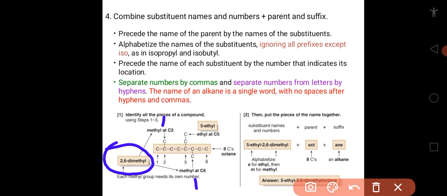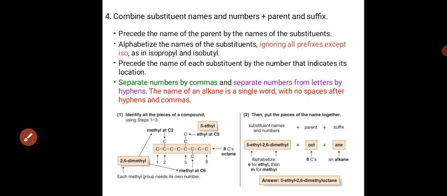And also at the same time we have ethyl here at carbon 5. So because of this, at carbon 5 we have ethyl. Ethyl comes first alphabetically, so E comes first before M. So that is why we have 5-ethyl-2,6-dimethyloctane. That is the name.